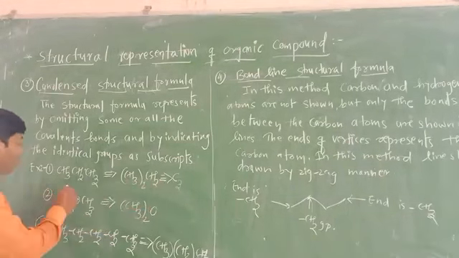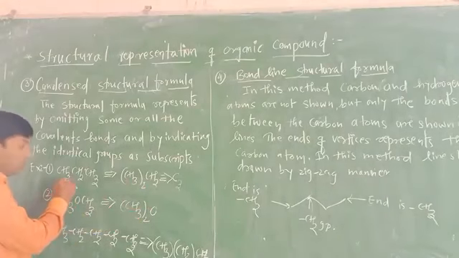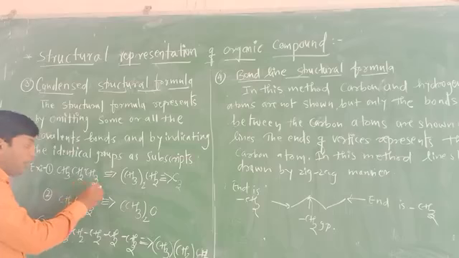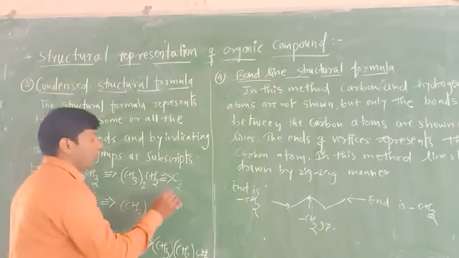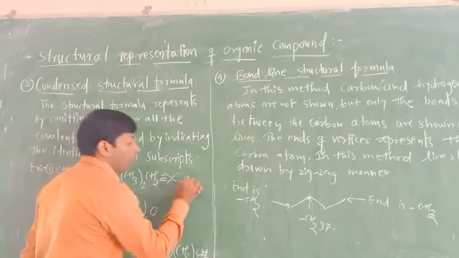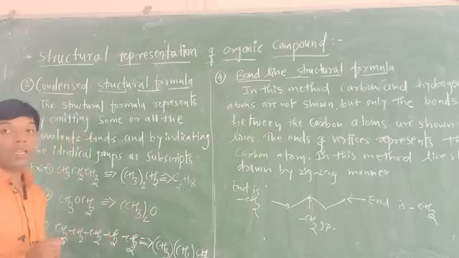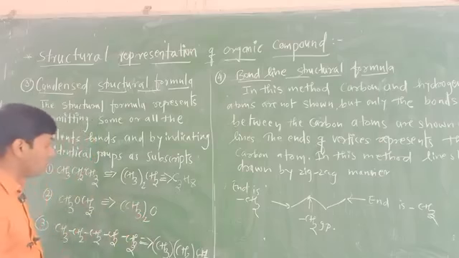Next, hydrogen. How many hydrogens are there? 3, 2 and 3. Means total in this example 8 hydrogens are there. So I can write C3H8. This is another way to represent the condensed structural formula.